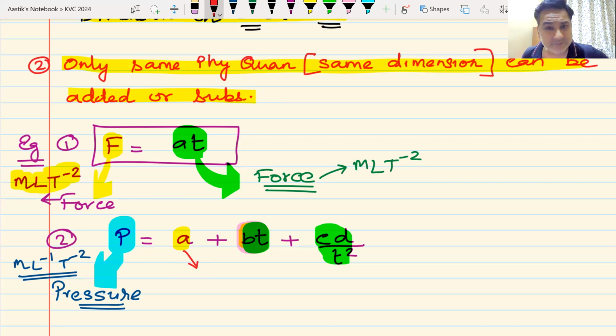Pressure is equal to mass. Will that make any sense? Tell me, beta. No, it will not make any sense, because pressure cannot be equated to mass. So A should be pressure. Are you getting my point? This entire quantity A must be pressure. Do we get this? Yes or no?